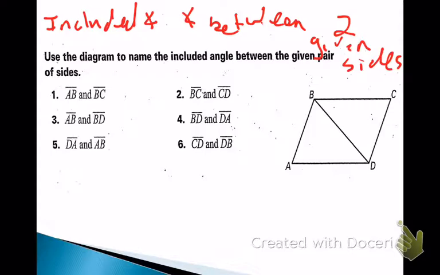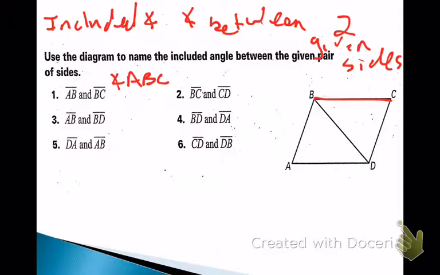So in other words, use the diagram to name the included angle between the given pair of sides. We need to be able to pick out included angles. AB is here, and BC is here. And so the included angle, the angle that uses the two given sides, would just be angle ABC. Okay? That's what we mean by the included angle.